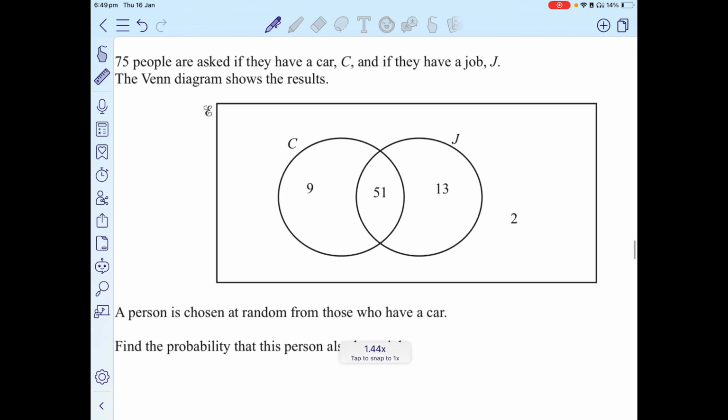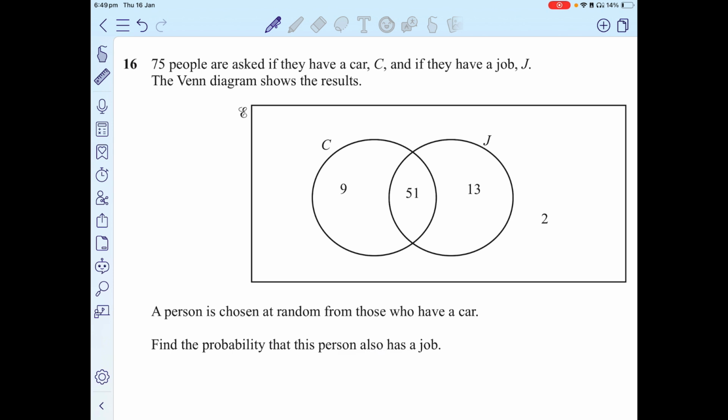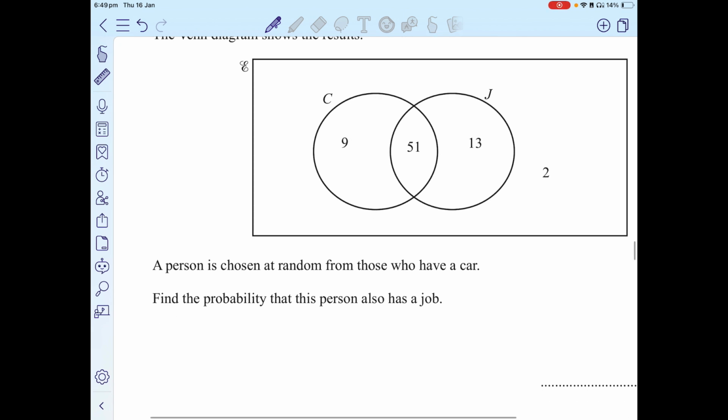Now we'll move on to the next question. It says that 75 people are asked if they have a car, which is C, and if they have a job, J. The Venn diagram shows the result. So it shows that 9 people only have a car, 13 people only have a job, 51 people have car and job both, and there are 2 people who do not have a car and do not have a job. A person is chosen randomly from those who have a car.